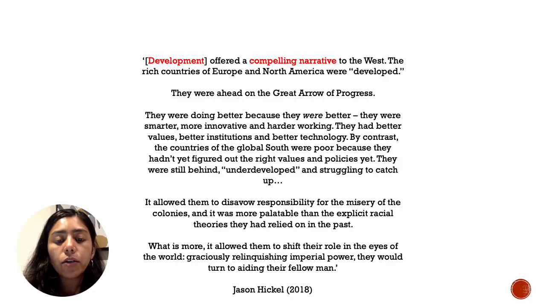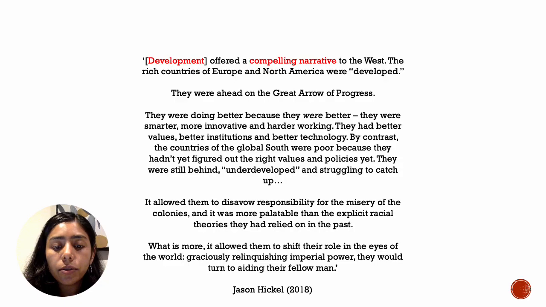So, there is a very good quote from Jason Hickel's book, The Divide, which is a required reading for this module, that I would like to quote at length. So he says, "Development offered a compelling narrative to the West. The rich countries of Europe and North America were 'developed.' They were ahead on the great arrow of progress. They were doing better because they were better. They were smarter, more innovative, and harder working. They had better values, better institutions, and better technology. By contrast, the countries of the global south were poor because they hadn't yet figured out the right values and policies. They were still behind, underdeveloped, and struggling to catch up.